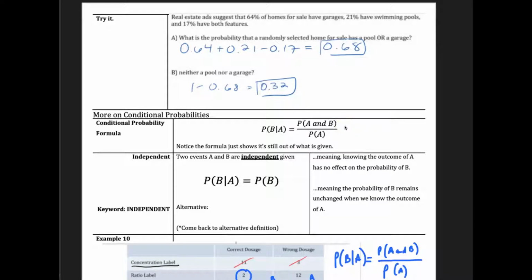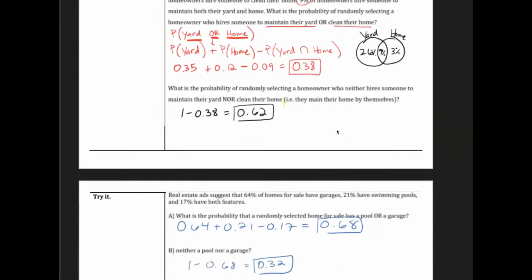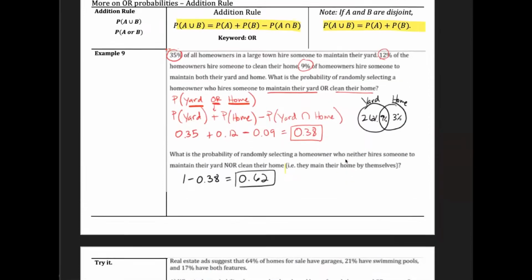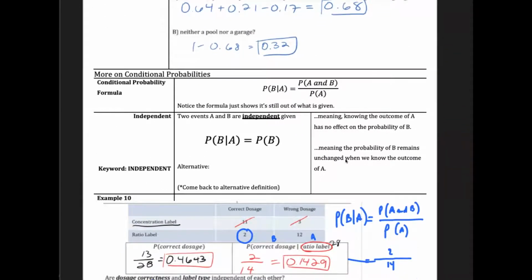So here's a leftover example from the previous section. Try it. I'll let you pause the video so you can take a look at that. That's related to what we did in example 9 using the addition rule. We move over to the multiplication rule and the formula for conditional probability.